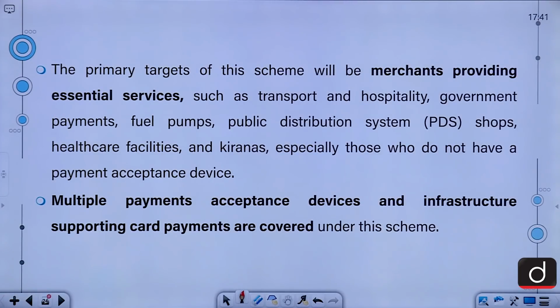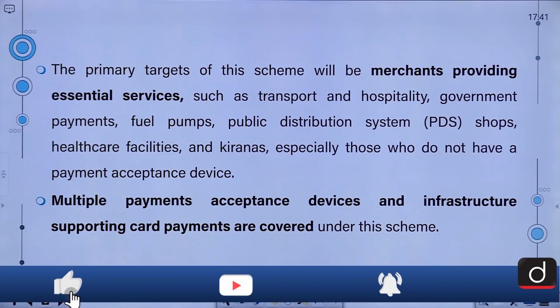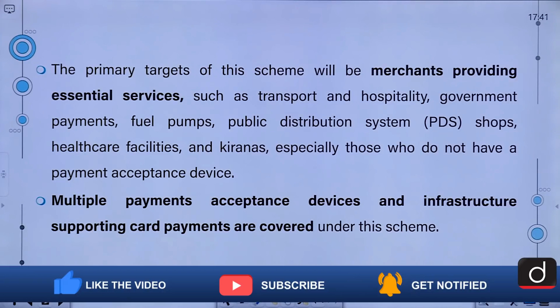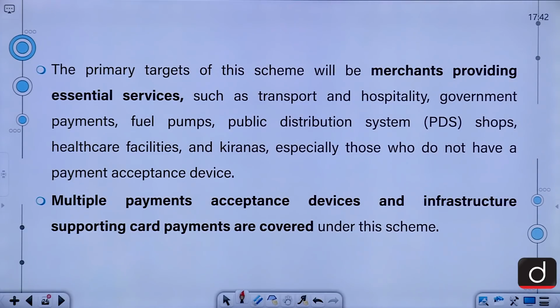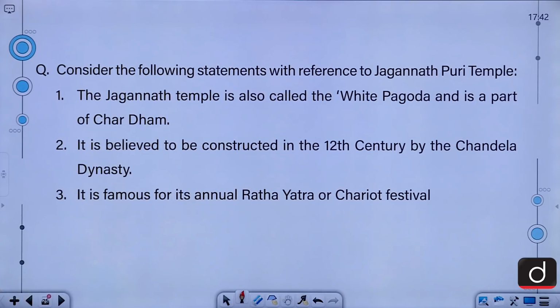The primary targets of the scheme will be merchants providing essential services such as transport and hospitality, government payments, fuel pumps, PDS shops, healthcare facilities and kiranas, especially those who do not have a payment acceptance device. Multiple payment acceptance devices and infrastructure supporting card payments are covered under this scheme.